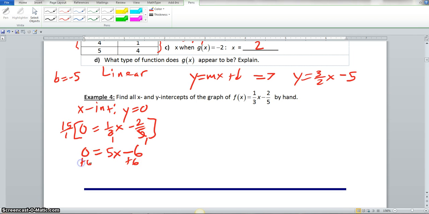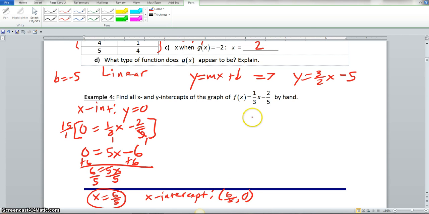So we add 6 on both sides, and we have 6 is equal to 5x. Divide each side by 5, and we will have 6 fifths. So we could write x is equal to 6 fifths. Okay, so now our x-intercept, and we'll write this as an ordered pair, would be 6 fifths, comma 0. That's our x-intercept. Now we need to find our y-intercept.